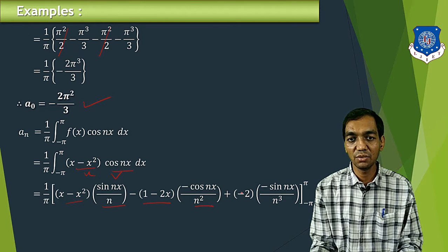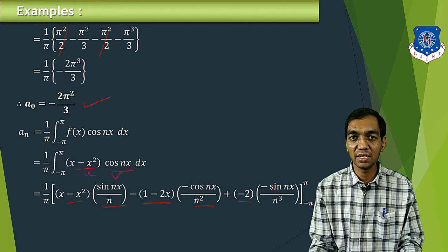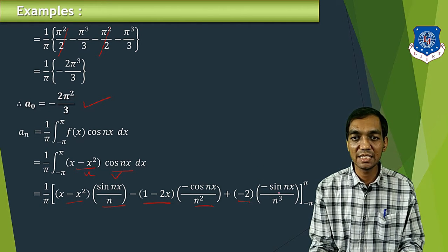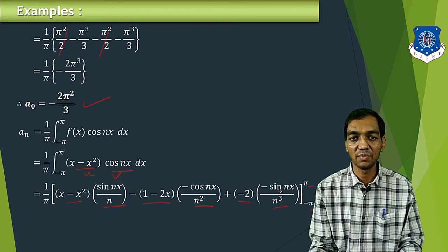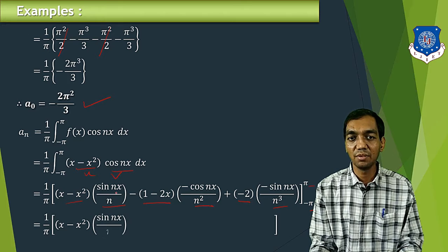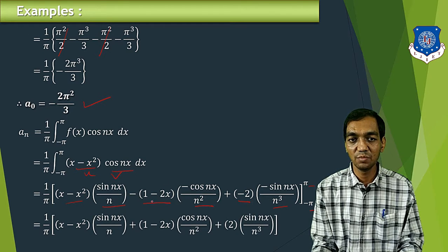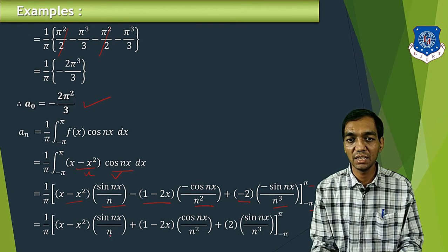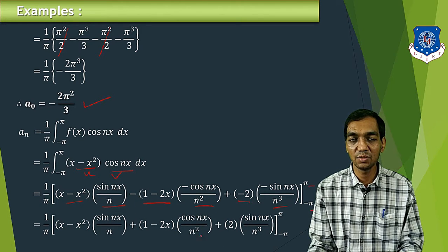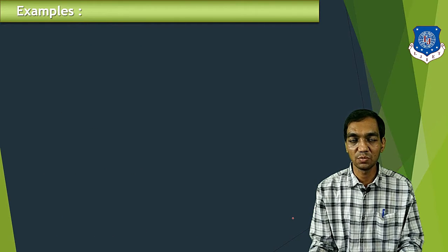Again the derivative of 1 minus 2x will be minus 2. And again the integration of minus cos nx upon n square will be minus sin nx upon n cube. The limit is from minus pi to plus pi. Now first simplify this term. So you will have x minus x square into sin nx upon n, minus minus plus 1 minus 2x cos nx upon n square, plus minus minus plus, so you have plus 2 into sin nx upon n cube. The limit is from minus pi to plus pi.